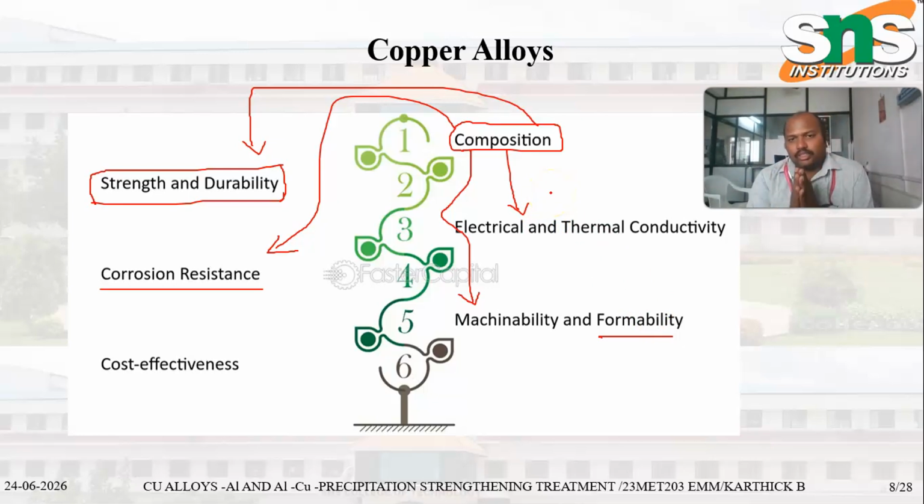With this machinability and formability, it is used in many shapes and ways, so its applications are increasing. And it is comparatively cost effective compared to other non-ferrous materials. This cost effectiveness makes copper usable in many applications, right?